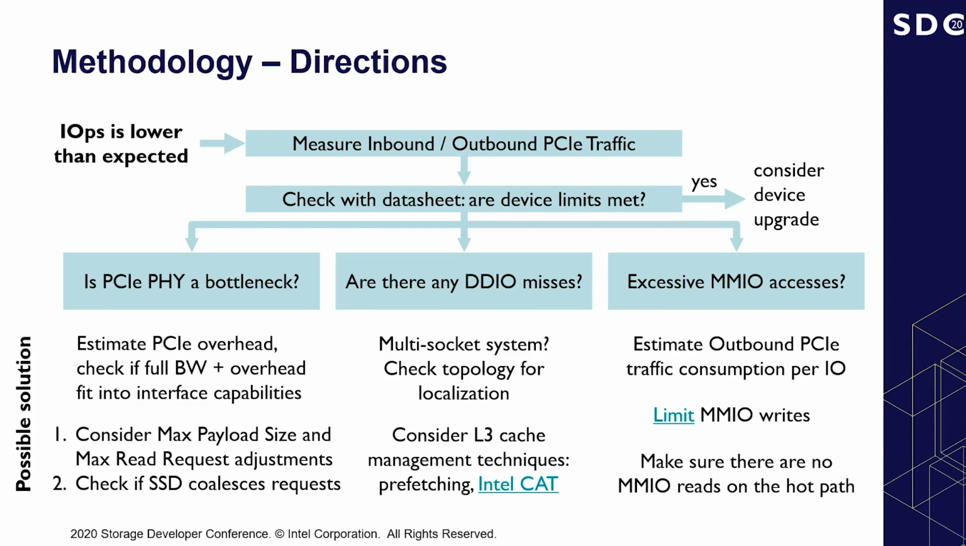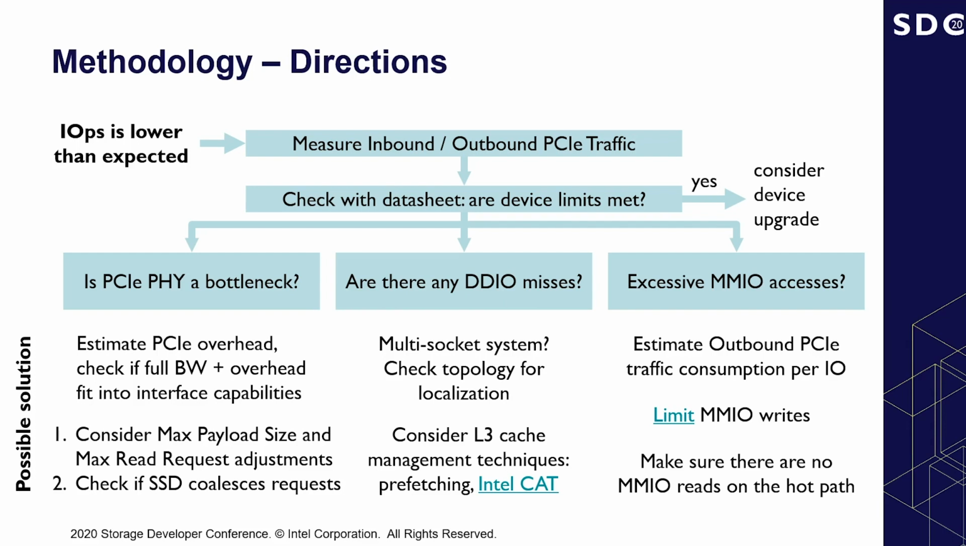First, it makes sense to do a quick and simple step before digging into SoC level details. Having measured PCIe traffic and IOPS, check with the device datasheet if the throughput limits are met. Usually, SSD specifications present maximal IOPS or read and write rates for specific memory access patterns. If the application hits disk limits, the obvious solution is to consider a device upgrade or adding more devices. If the throughput is below device limits, there are at least three possible directions for investigation.